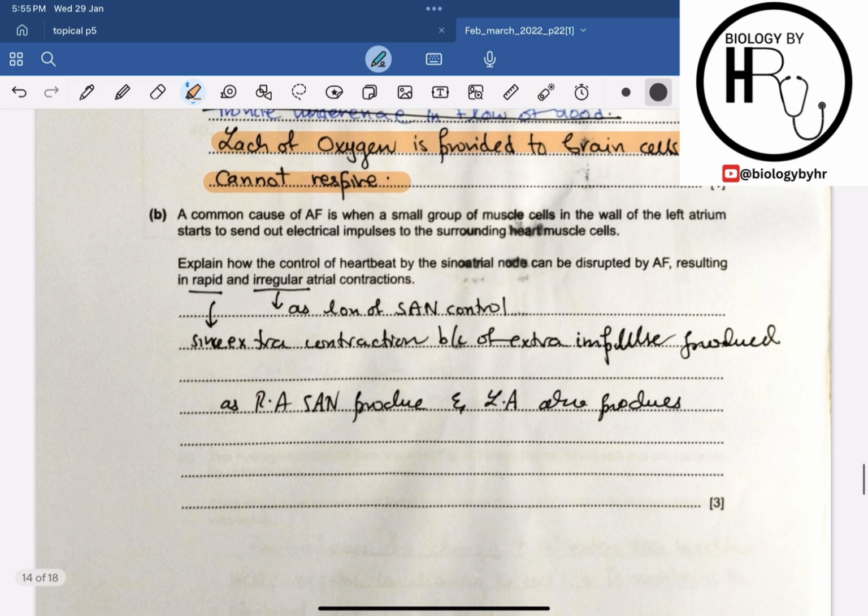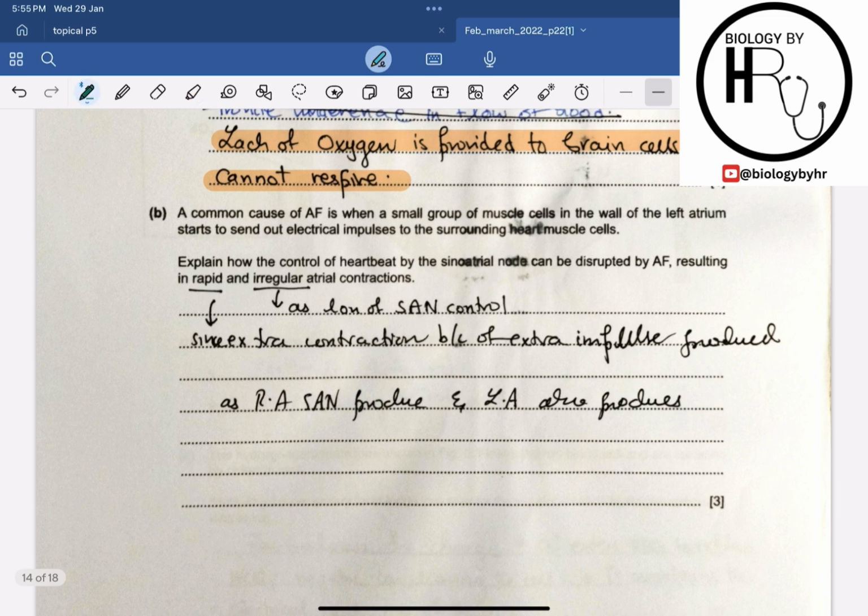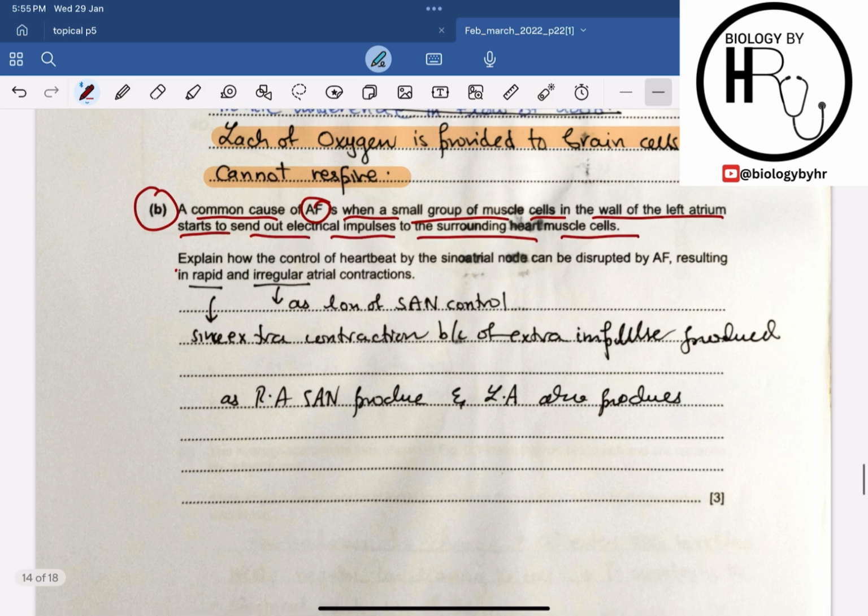Now let's read part B over here. Part B says that a common cause of AF is when a small group of muscle cells in the wall of the left atrium starts to send out electrical impulses to the surrounding heart muscle cells. Explain how the control of the heartbeat by the sinoatrial node can be disrupted by AF, resulting in rapid and irregular atrial contractions. We know that the sinoatrial node is basically the pacemaker, right? It is where the heartbeat is initiated, right?